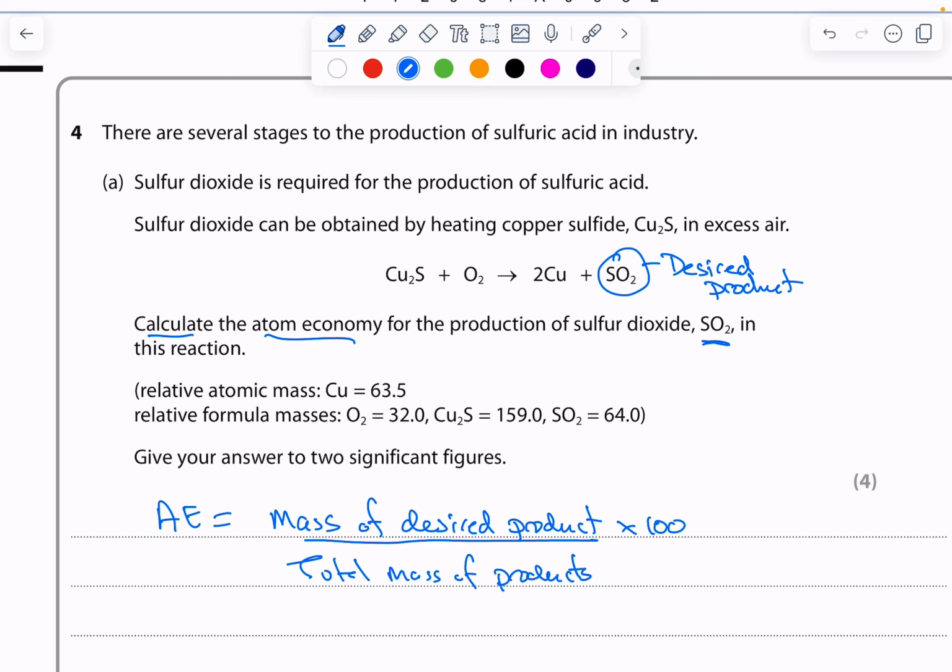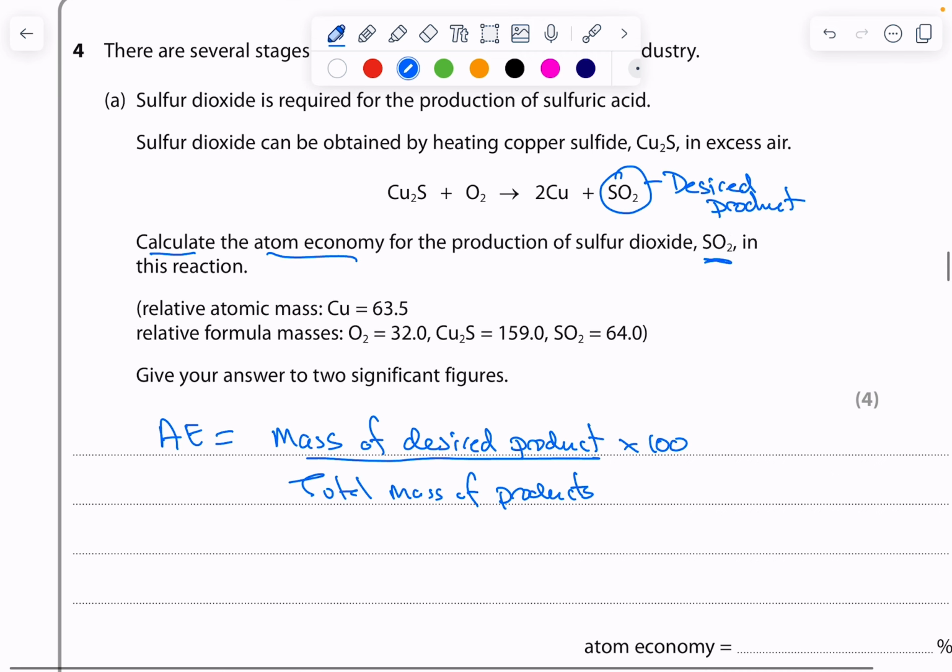Okay, so the way we get into this question is we use the equation I've got written here, which says that the mass of the desired product divided by the total mass of all the products multiplied by 100 gives me the percentage. So let's drop some numbers into this. The desired product is sulfur dioxide, the relative formula mass is 64. So I've got 64, and I'm going to divide that by the total mass of all the products.